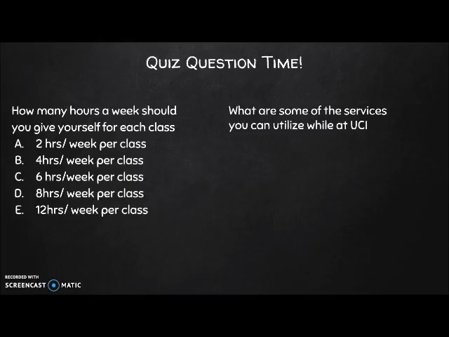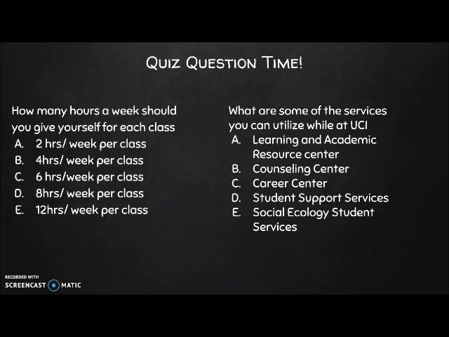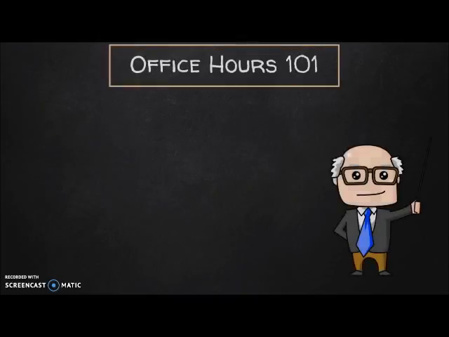Alright, so what are some of the services you can utilize while at UCI? A, the Learning and Academic Resource Center. B, the Counseling Center. C, the Career Center. D, the Student Support Services. E, Social Ecology Student Services. F, the Transfer Student Center. Or G, all the above. The answer is G, all the above. These are great resources you can use for school.